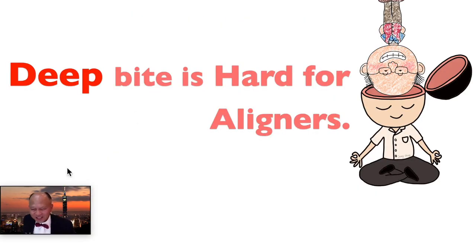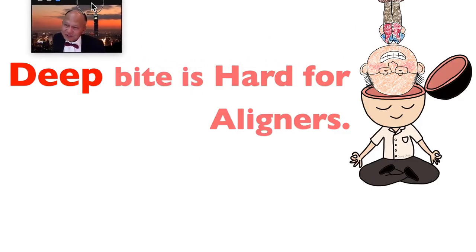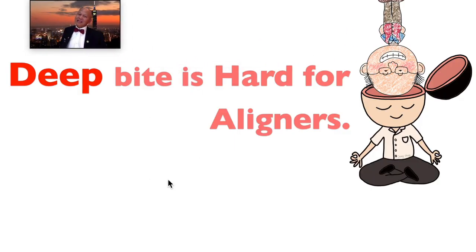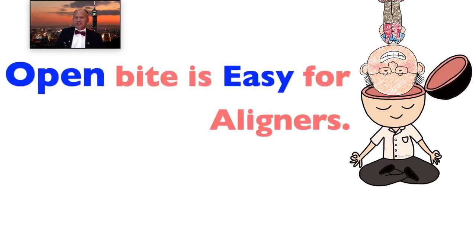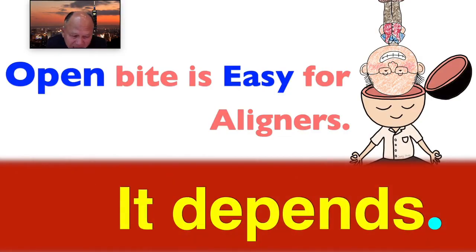And the conclusion is, you might get a conclusion. Deep bite is hard for aligner. If deep bite is hard for aligner because they cover the posterior, then open bite must be easy for aligner. Well, theoretically, it is right. Open bite is easier. But my answer to this question is, it depends, period. It really depends. Some open bite may be very difficult for aligner to fix.